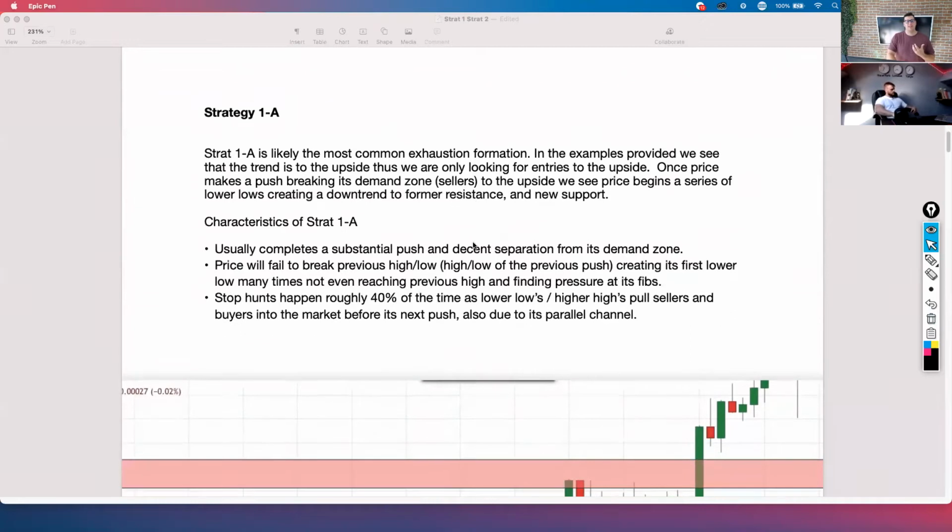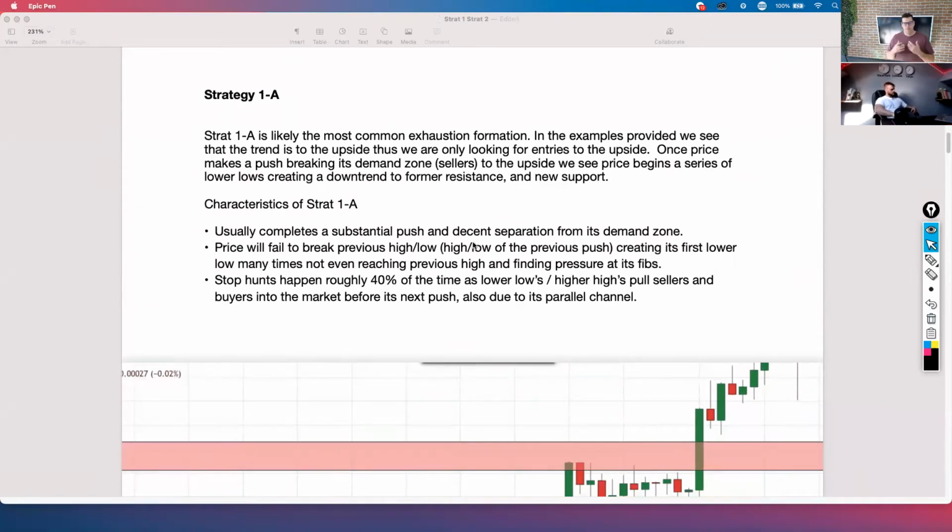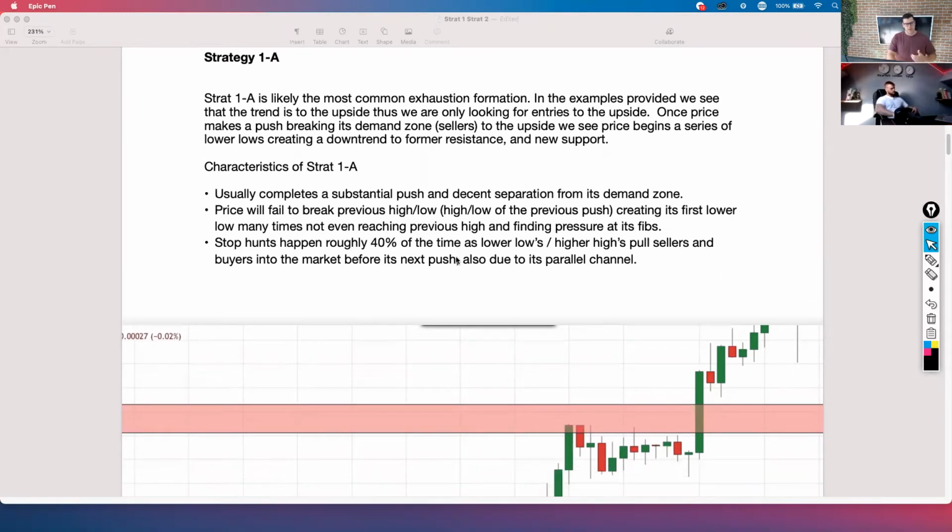Okay, so strat 1 is likely the most common form of exhaustion formation. In the examples provided, we see that the trend is to the upside. Thus, we are only looking for entries to the upside. Now, if the trend was to the downside, we would be only looking for entries where? That's right, to the downside. Once price makes a push, breaking its demand zone to the upside, we see price begins a series of lower lows, creating a downtrend to form a resistance and new support.